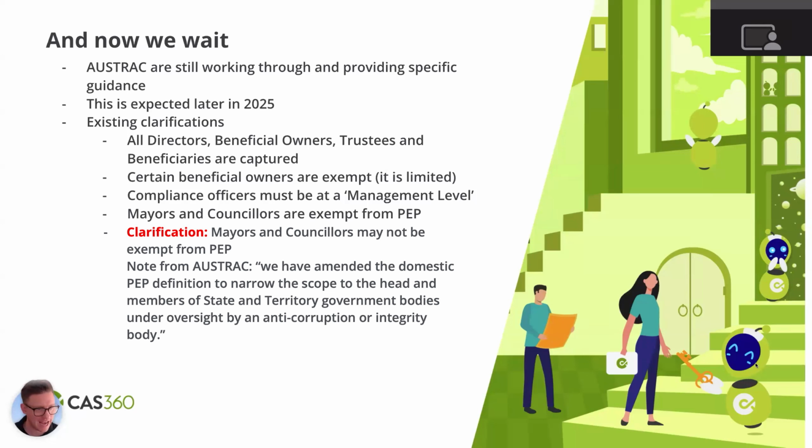Certain beneficial owners are exempt. Now, these certain beneficial owners, it is quite specific and quite limited. It's effectively where the government is a beneficial owner. One of the other clarifications is that the compliance officer must be at a management level within the firm. They just say a management level and they expect it to be a senior person, I guess. But again, we wait for a bit more clarification, but that's one of the clarifications they released a few weeks ago.